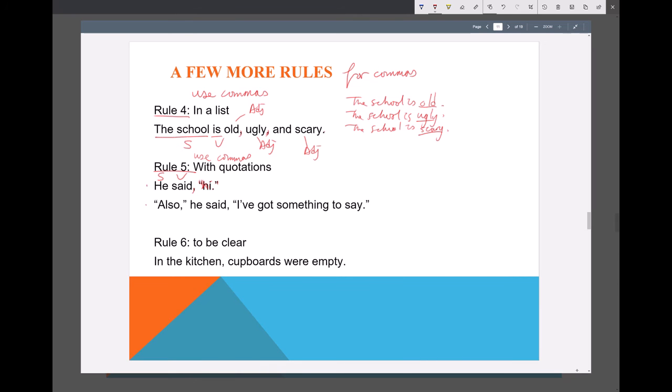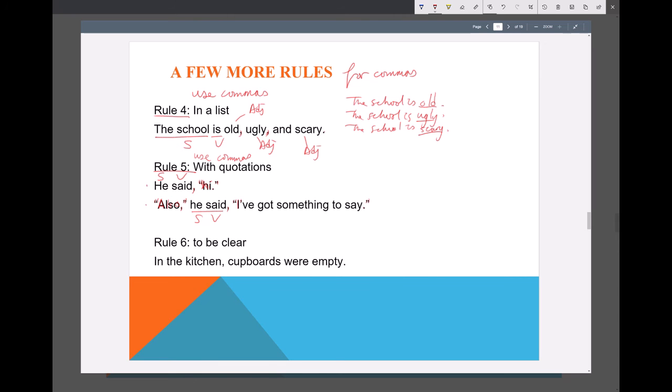The next sentence. If you start the sentence, yes, you use the capital letter. "Also," comma, in the quotation marks, close quote. He said, and then you have a comma, because that's not part of the quote. Again, subject, verb. Quotation marks, I is a capital letter. "I've got something to say." Notice the dot is in the quotation marks. So yes, use commas in lists and quotations.